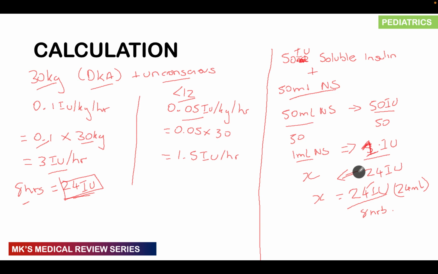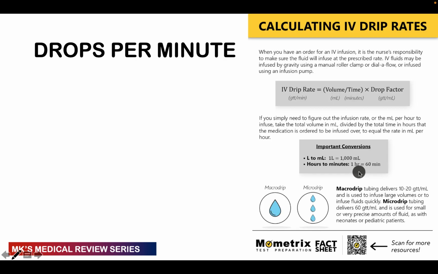Now, the question that most of you are going to ask: how am I going to set the drops on the giving set when I'm connecting this to the baby? So there is what is known as the calculation of the IV drip rate, which is quite important for you to know. So this is now the example that I was talking about.